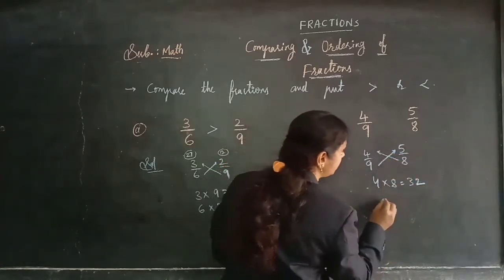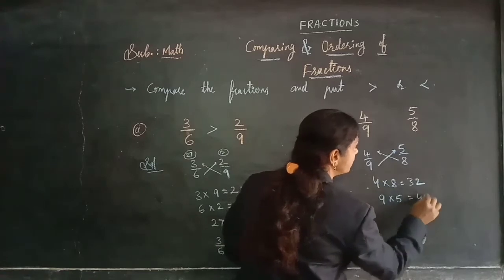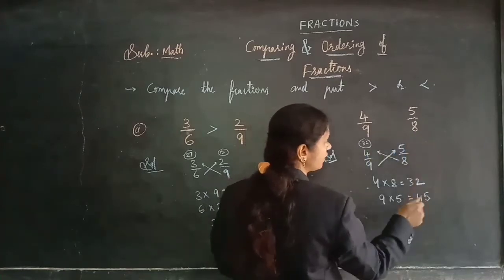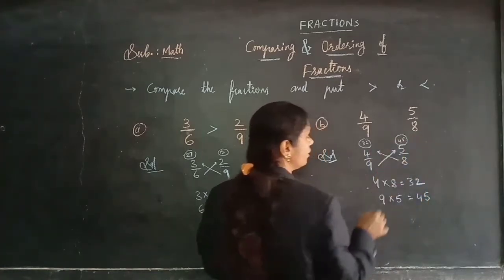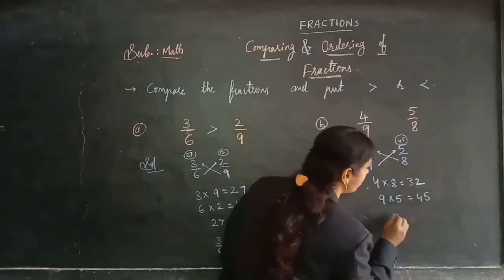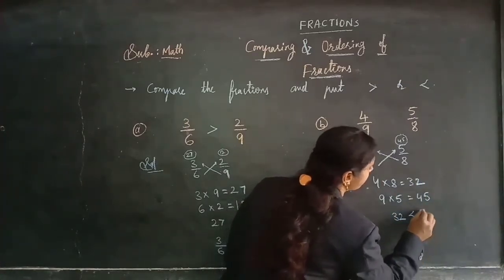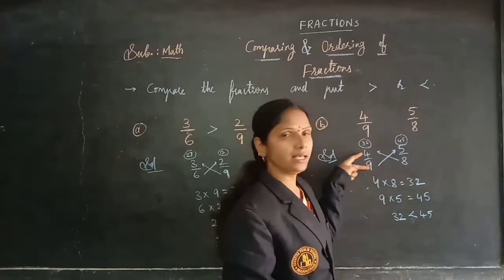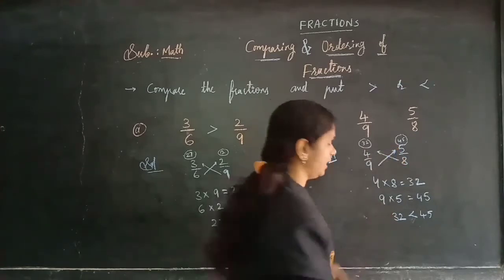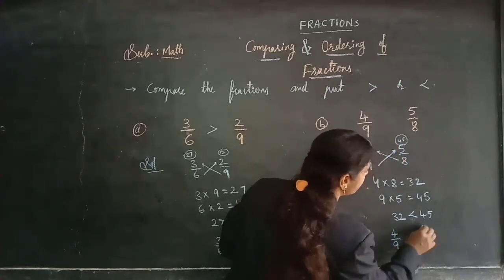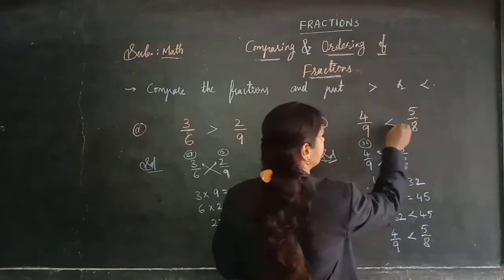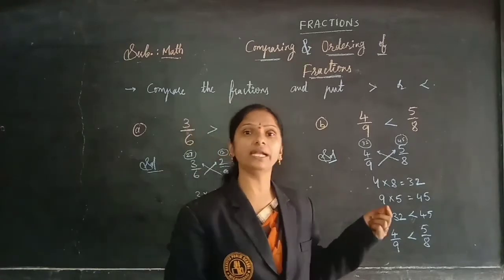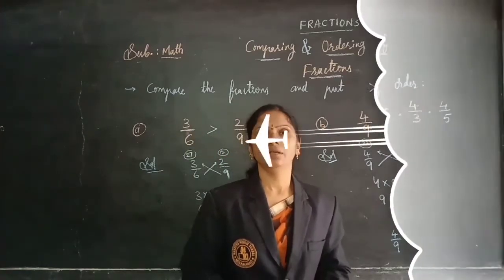Now next 9 into 5. 9 fives are 45. Here we multiply and get 32, and here we multiply and get 45. Which is greater, 32 or 45? 32 is less than 45, nothing but 4 by 9 is less than 5 by 8. 4 by 9 is less than 5 by 8. It means you have to follow cross multiplication when the numerators and denominators are totally different.